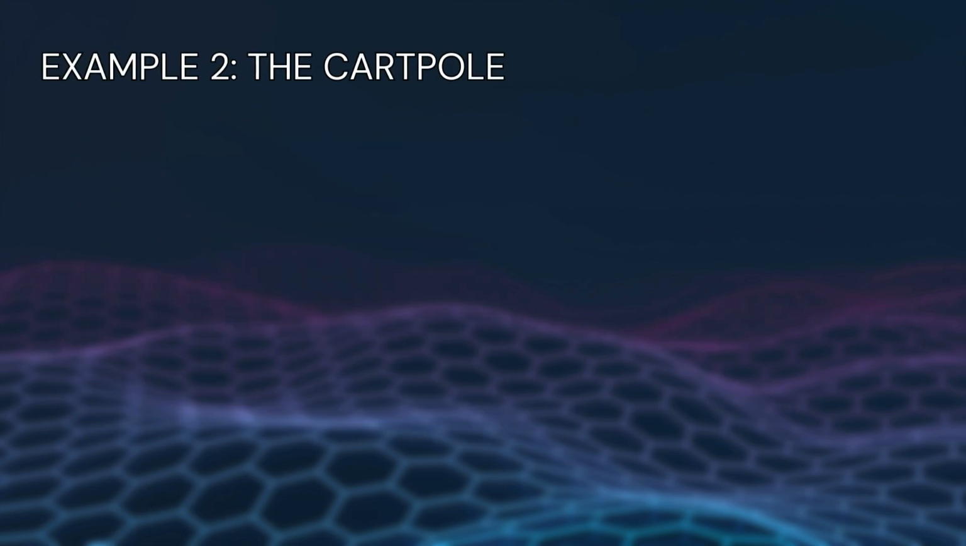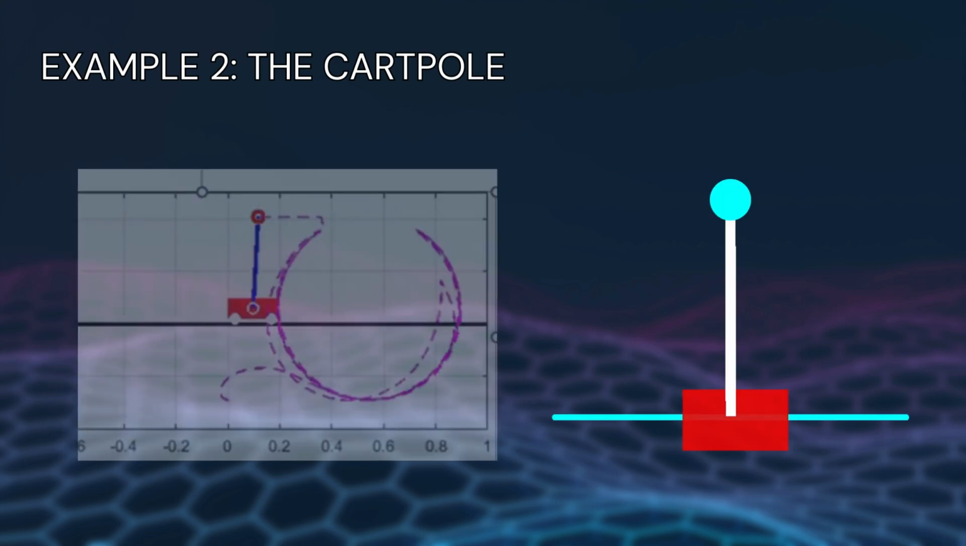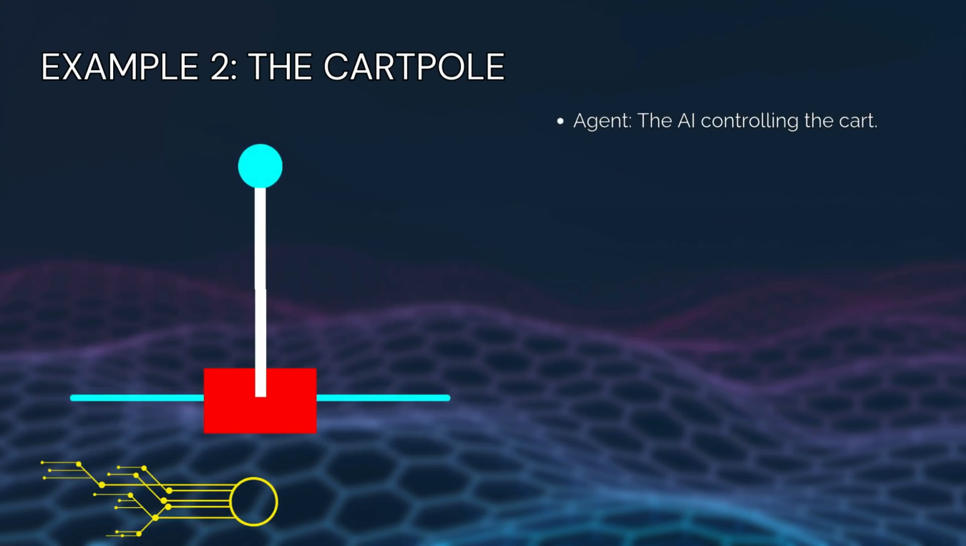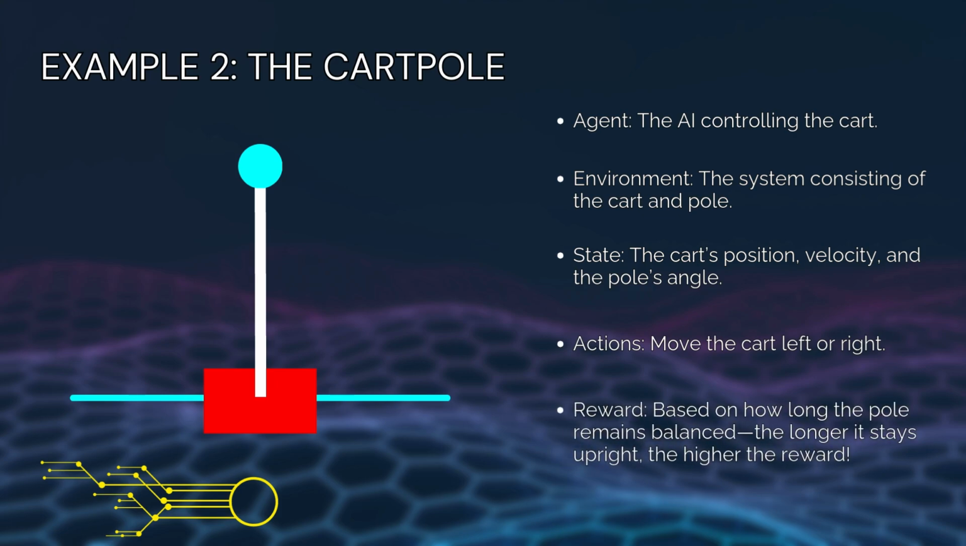Now, let's look at another classic reinforcement learning problem: CartPole. Imagine a pole balanced on a moving cart. The agent's goal is to prevent the pole from falling by controlling the cart's movement. Agent, the AI controlling the cart; environment, the system consisting of the cart and pole; state, the cart's position, velocity, and the pole's angle; actions, move the cart left or right; reward, based on how long the pole remains balanced, the longer it stays upright, the higher the reward.